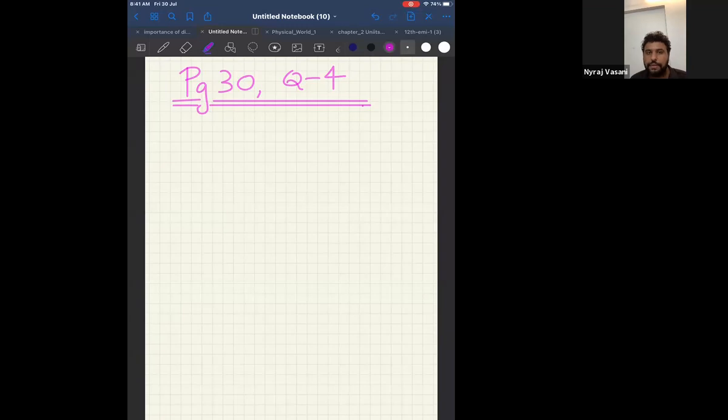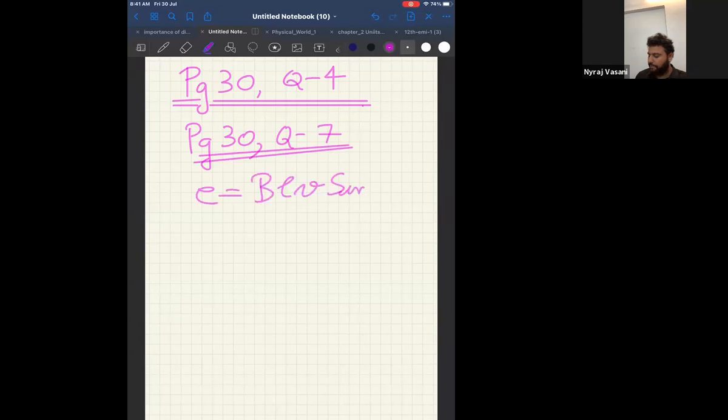Okay. Now, start with question number 7. Same page number 30, question number 7. Again, I'll give you the clue. We have used this formula before. Tell me, have we used this formula before? E is equal to BLV sin theta, or E is equal to only BLV. So make use of this formula and quickly give me the answer for question number 7.